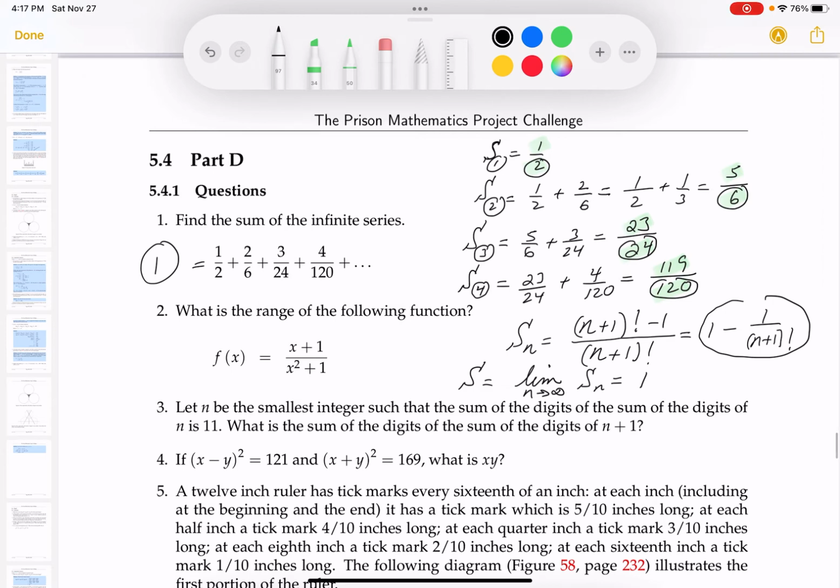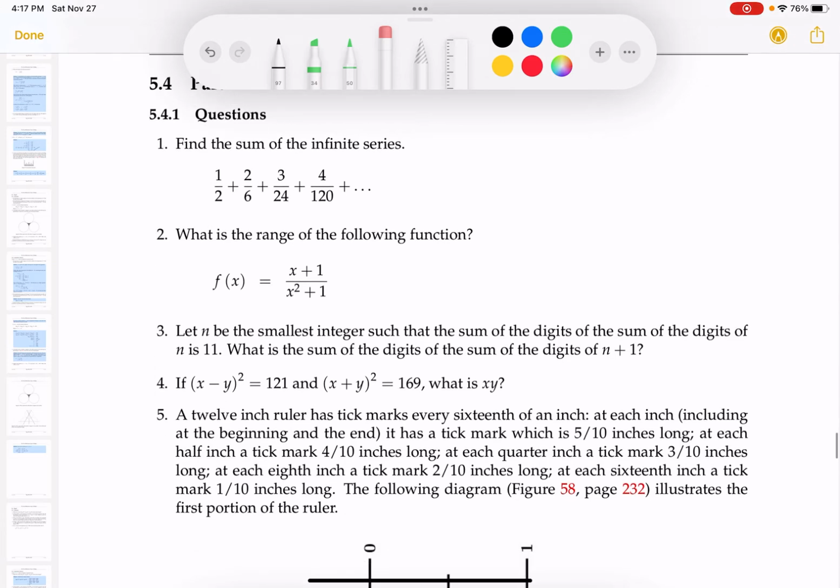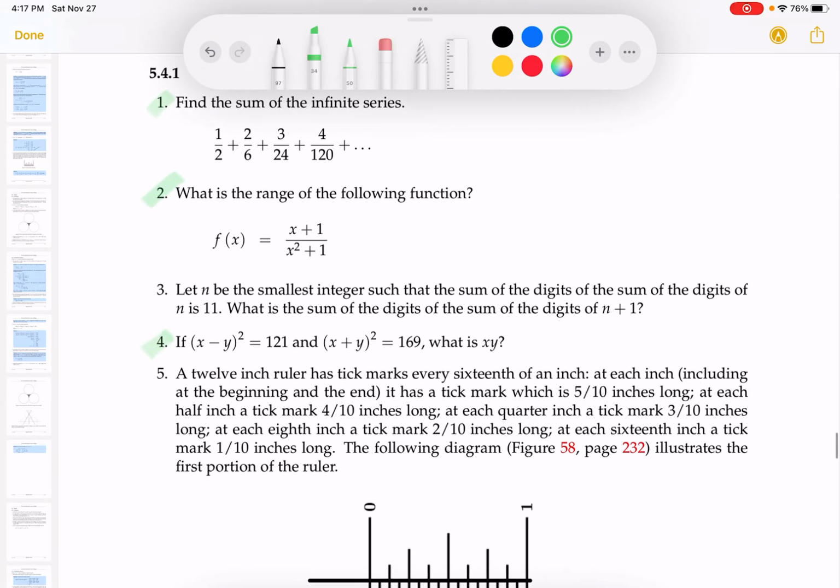All right, let me get my eraser out and erase this business over here. I've done some of the problems already. So what have we done so far? We've done 1, we've done 2, I've done 4. And now I am going to go to 3.